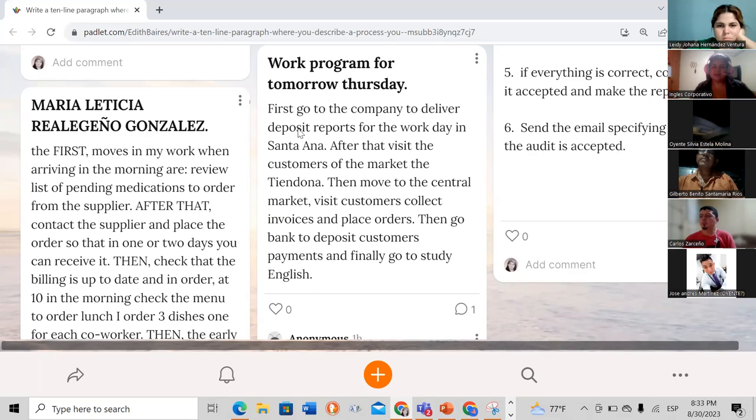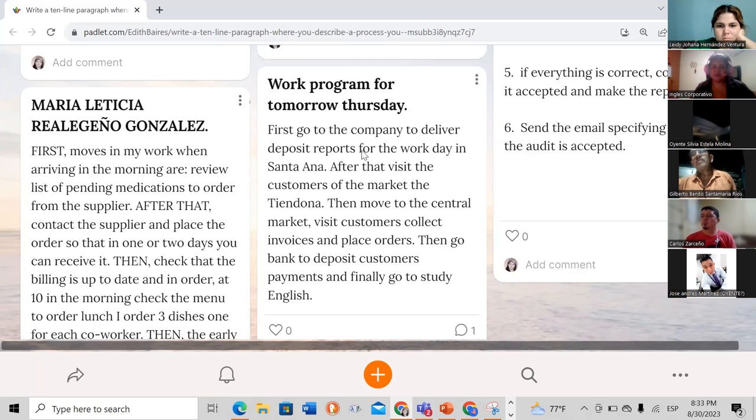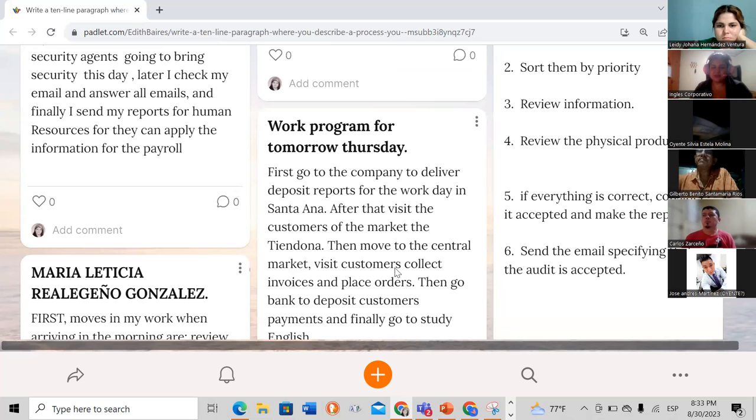First, what I do on Wednesday is deliver the deposit report for the work that I did in Santa Ana. Or did you go to Santa Ana today, right? Yes. Okay. After that, I visit the customer of the market, the tiendona. Then I move to the central market, visit customers, collect invoices, and place orders. Then I go to the bank to deposit customer payments. And finally, I go to study English.